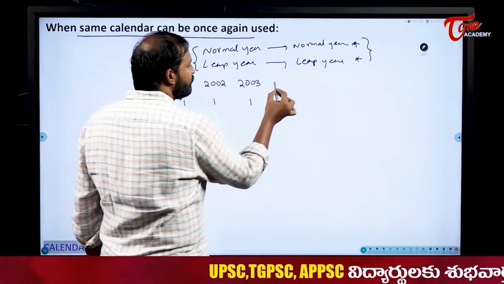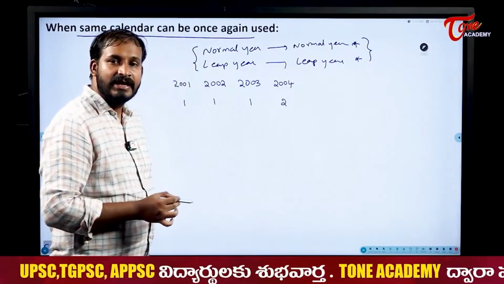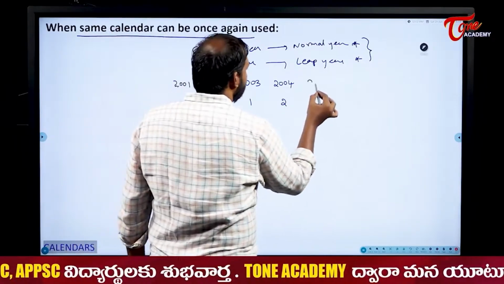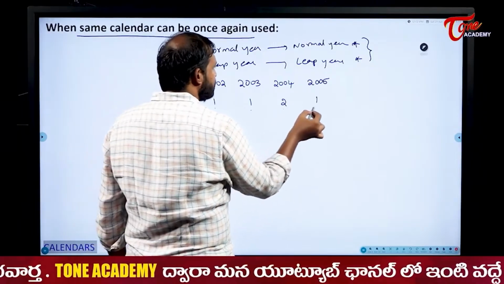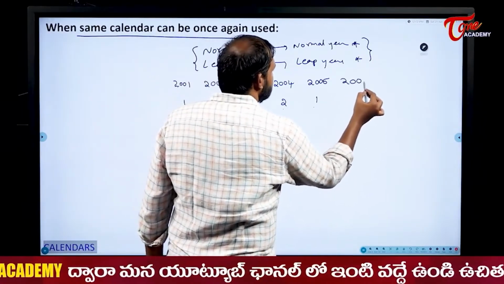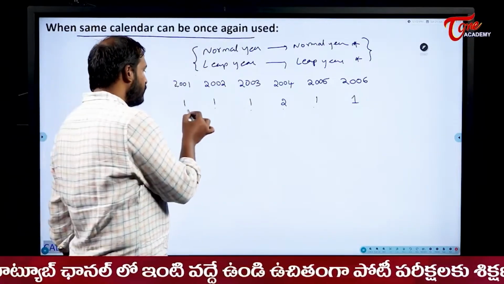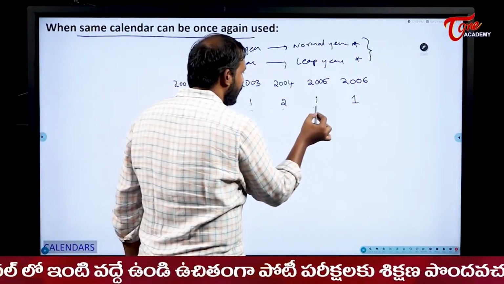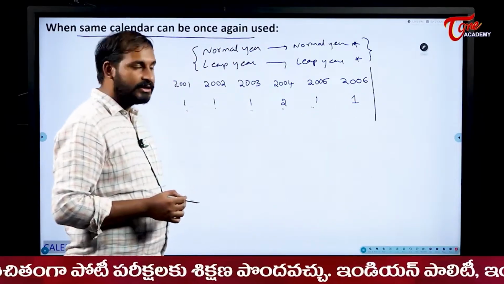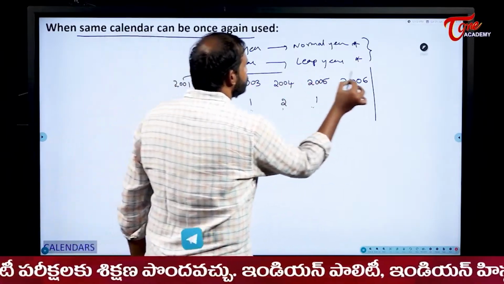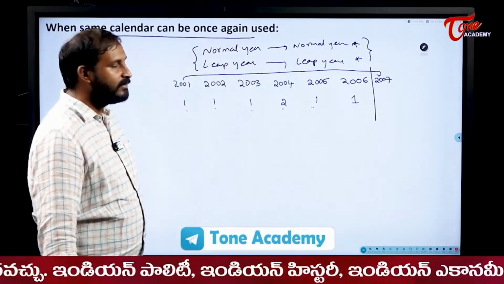When it comes to 2004, how many odd days will it have? 2 odd days. Why? Because 2004 is a leap year. Next, 2005, 1. So now here: 1, 2, 3, 4, 5, 6. Next, 2006, 1. Now see here: 1, 2, 3, 4, 5, 6, 7. So I got the sum 7, right. That means I can use the calendar of 2001 once again in 2007.